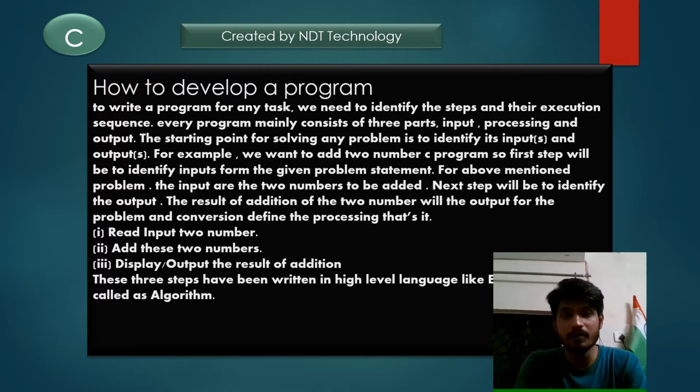So how to develop a program? To write a program for any task, we need to identify the steps, and their execution sequence. So first you have to learn how to identify the steps. Suppose I am giving you a problem of adding two numbers, so you have your conscious mind. You have some sequence and steps to overcome it.